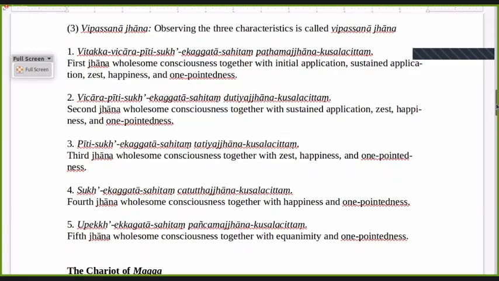So the third jhana factor is piti. Piti is translated as zest. Others translated it as joy, rapture, happiness, pleasurable interest. There are many translations for this one word, piti. So when yogis start to see the natural phenomena, nama-rupa, as anicca, dukkha, anatta, impermanent, suffering, and non-self, yogis experience piti.